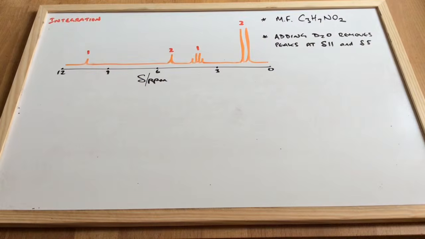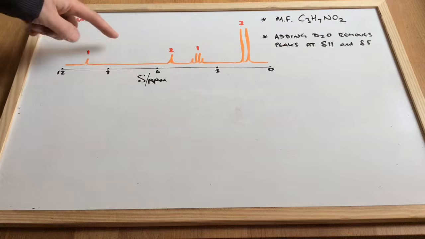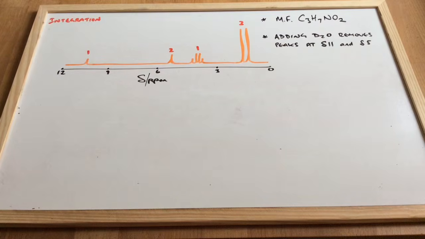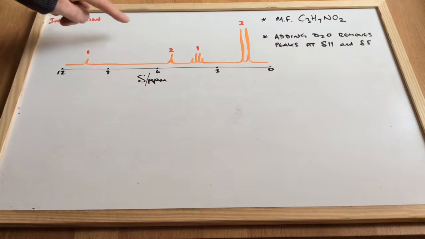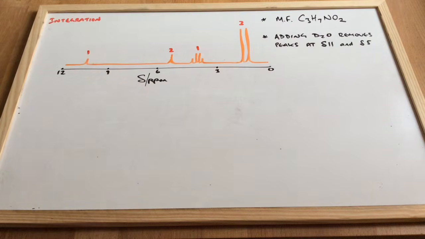So we'll finish this video with a worked example. I've sketched there the proton NMR spectrum for a mystery substance with molecular formula C3H7NO2. We are told that on adding D2O, the peaks at delta 11 ppm and delta 5 ppm are removed. And the other bit of information we're given are the integration values. So we've got integration values of 1, 2, 1 and 3. And obviously the challenge is to work out a possible structure for this compound.